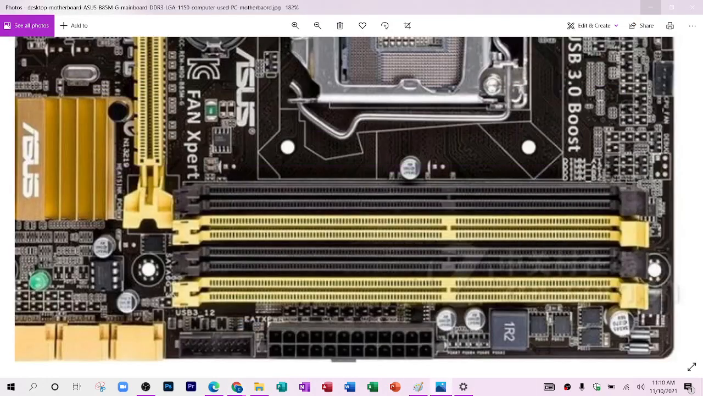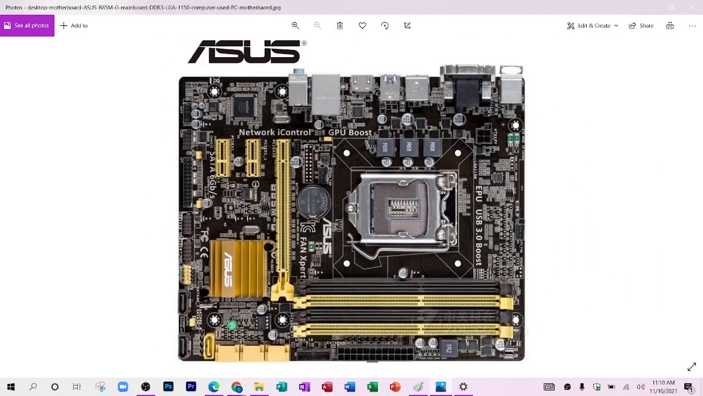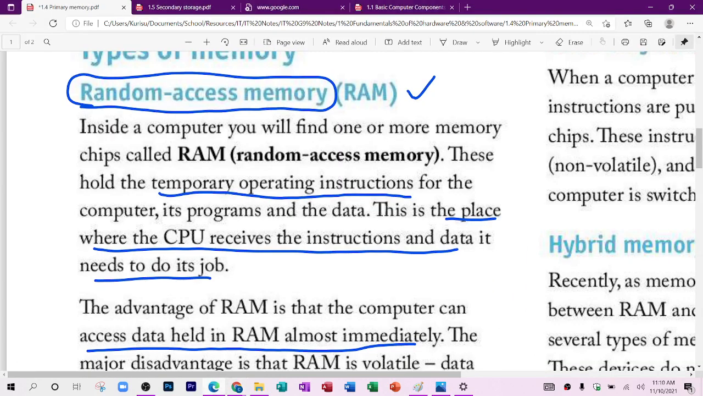So if you guys can remember that green chip that I was showing you earlier, that is the memory, the random access memory. So as mentioned, it stores the temporary instructions. So whatever your computer needs right away in order to function, the random access memory is going to store that data. So as the last line mentioned, this is the place where the CPU receives instruction and data to do its job.